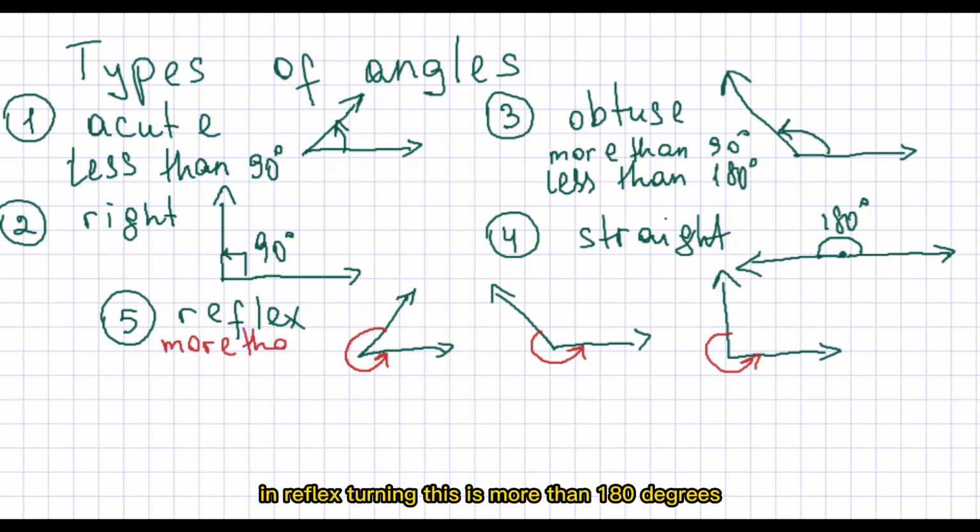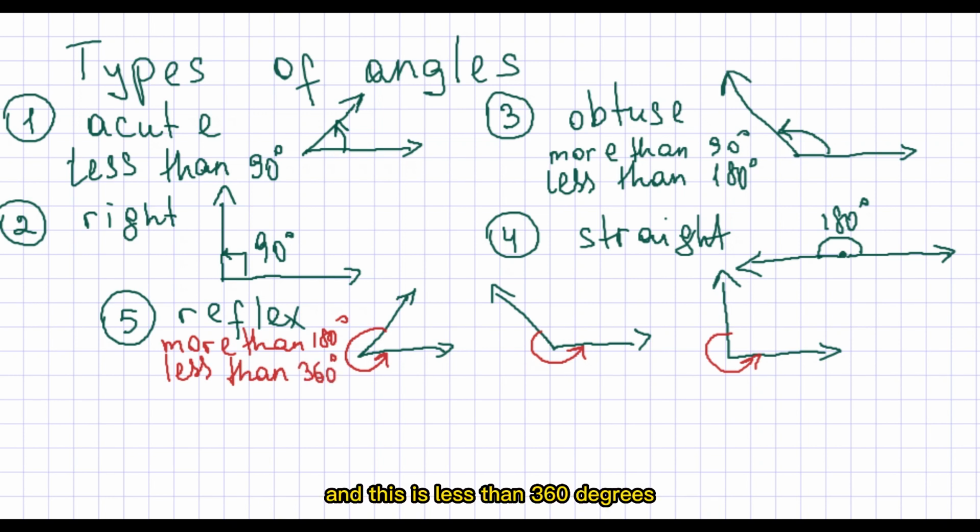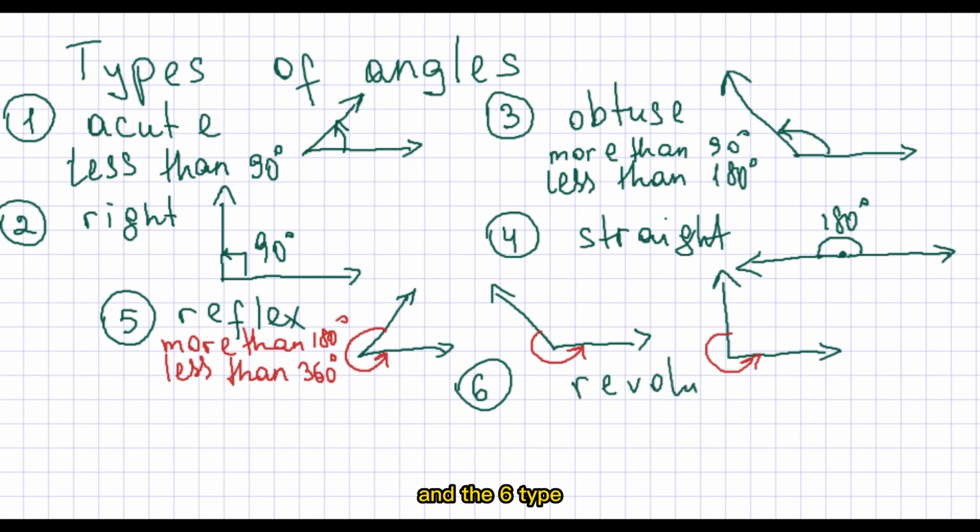If I mention the outside, like this part, so these parts are called reflex turning. In reflex turning, this is more than 180 degrees, and this is less than 360 degrees. And the sixth type of angle is called revolution. What is revolution? It is called full turn.